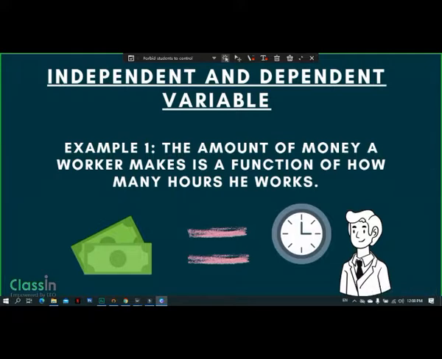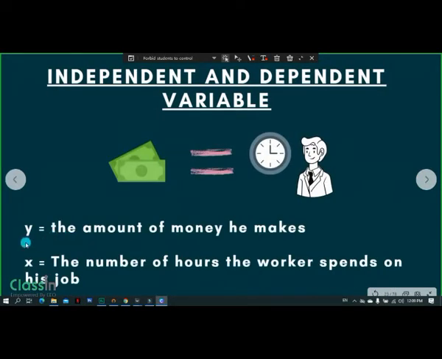Example number 1, the amount of money a worker makes is a function of how many hours he works. So, ang sabi po, yung kikitain daw ng isang manggagawa, yung amount na kikitain niya, yung laki ng sahod niya, ay nakadepende kung gaano siya katagal magtatrabaho. So, totoo naman po, mas matagal ka nagtatrabaho, mas malaki yung kikitain mo. So, sino po ang independent at dependent variable dyan? Sino po ang x at sino ang y?